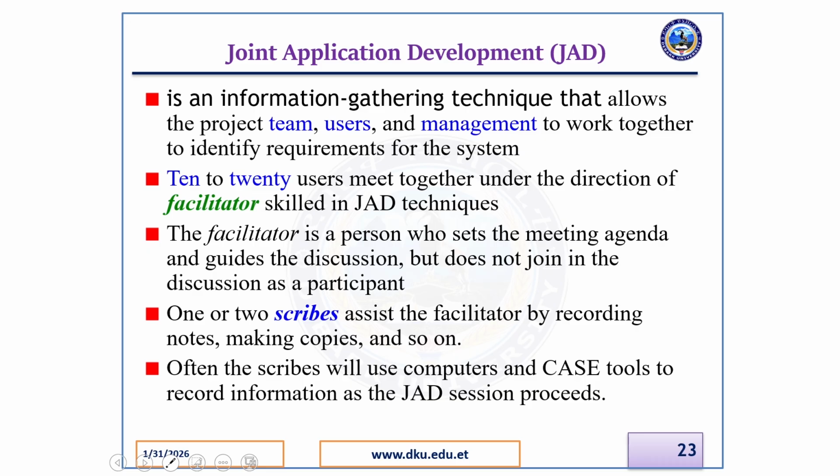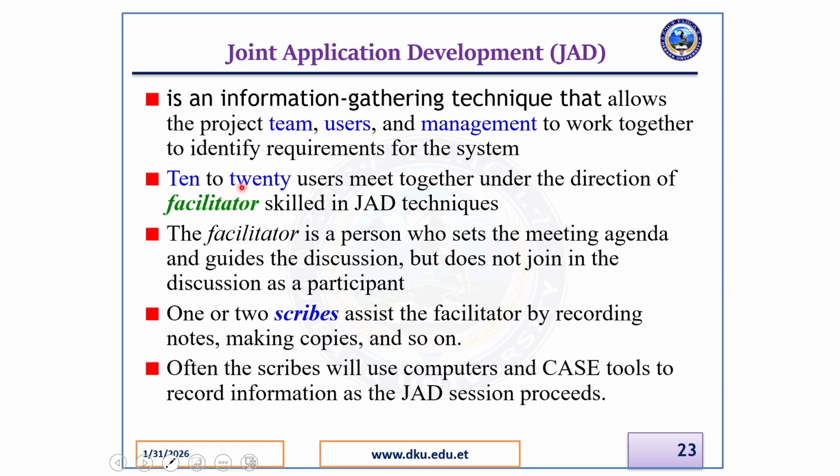JAD is an information gathering technique that allows the project team, users, and management to work together to identify requirements for the system. 10 to 20 users meet together under the direction of a facilitator skilled in JAD techniques. The facilitator is a person who sets the meeting agenda and guides the discussion, but does not join in the discussion as a participant.